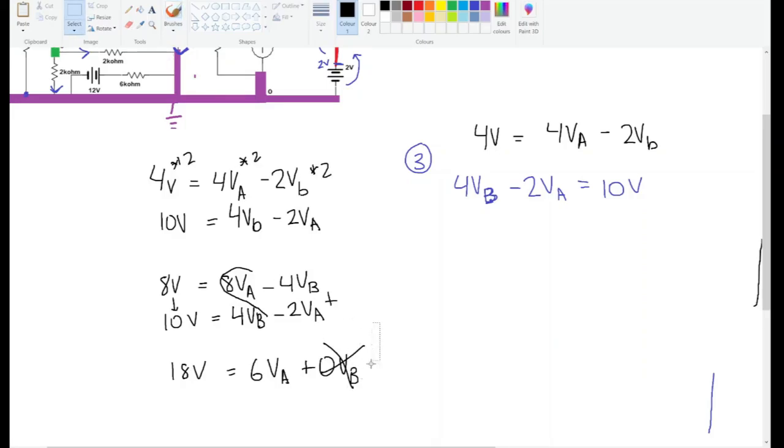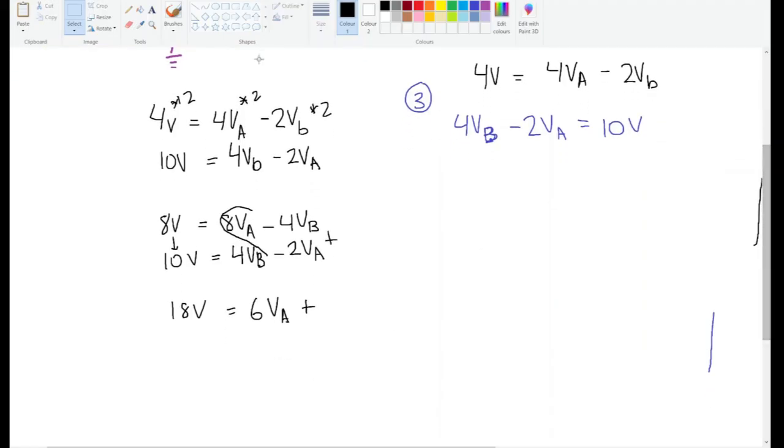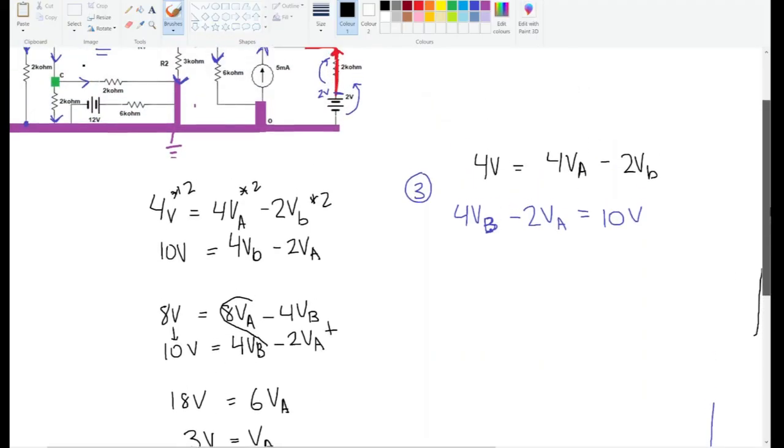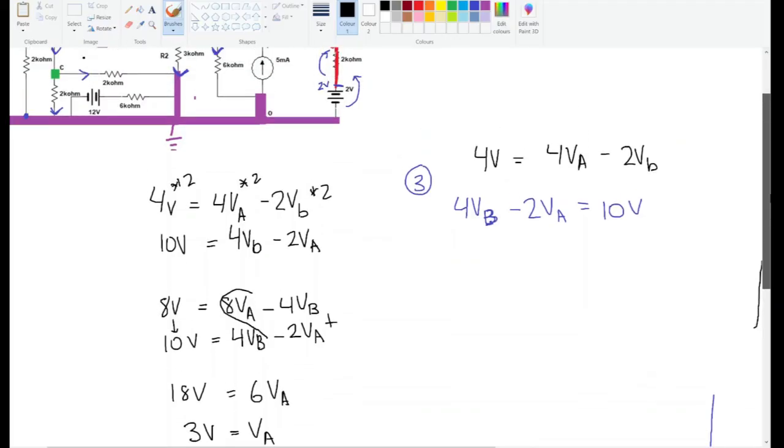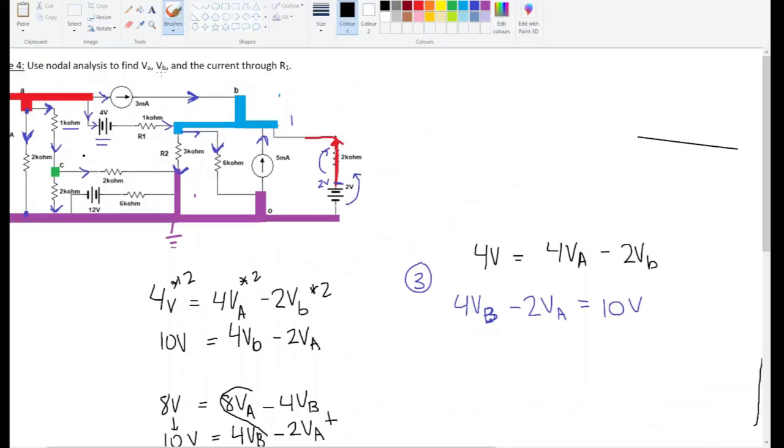And now we're finally at the home stretch. So what we're going to do here is we're just going to divide by 6 on both sides, and what we get is 3 volts is equal to VA. Okay, from here on it's quite trivial to figure out what VB is going to be. So you got VA, which is 3 volts. VB, quite trivial. So let's do it anyways, just for the sake of completion.